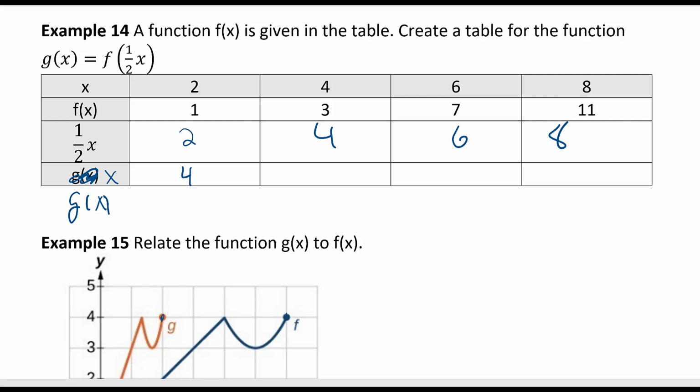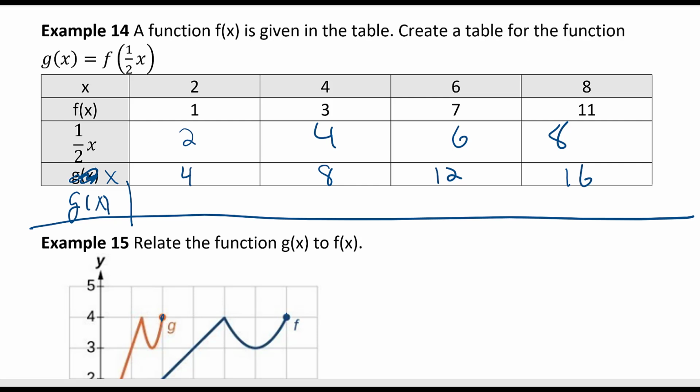4, 8, 12, and 16. And so what I'm trying to get at is these would be the x values we are after, but then half of that is how it's being interpreted through f. So g of 4 would turn out to be 1, where f of 2 was 1. So this is that pair we're looking at. g of 8 will turn out to be 3, where f of 4 was 3, because g is doing half of the x value.